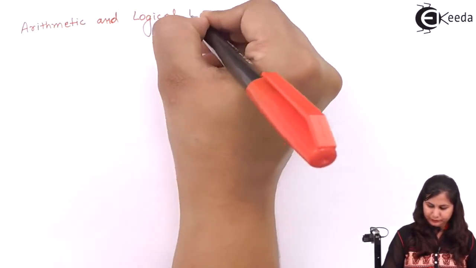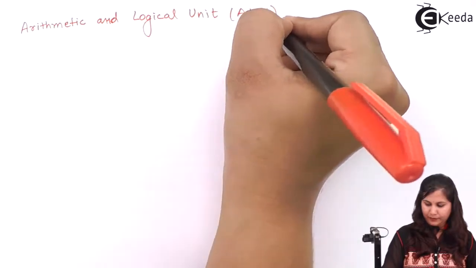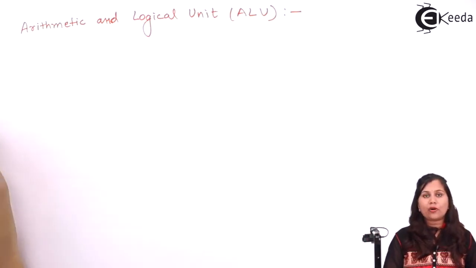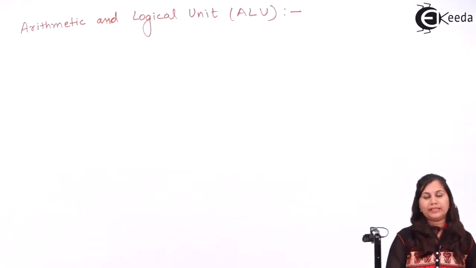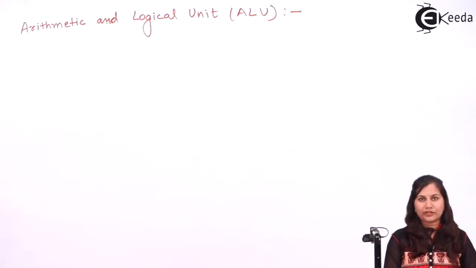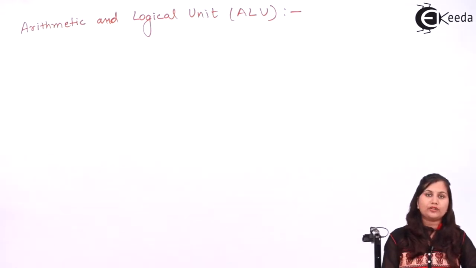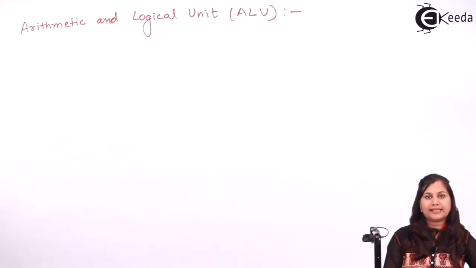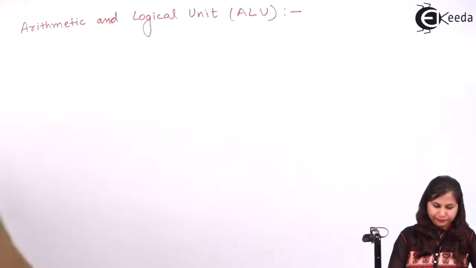The function of this component ALU is just like its use in computers. In computers, the ALU performs the arithmetic and logical operations. Here also the function is the same. In a microprocessor also, the ALU is going to perform the arithmetic and logical operations on the binary data which the microprocessor gets as an input.